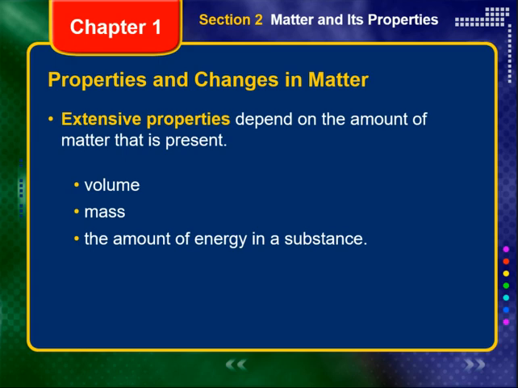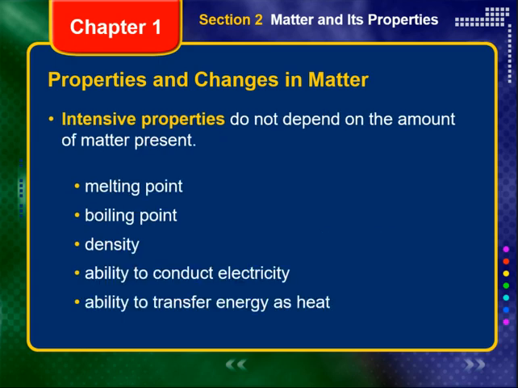Properties are either intensive or extensive. Extensive properties depend on the amount of matter that is present. Such properties include volume, mass, and the amount of energy in a substance. In contrast, intensive properties do not depend on the amount of matter present. Such properties include the melting point, boiling point, density, and the ability to conduct heat and electricity. These properties are the same for a given substance regardless of how much of that substance is present.